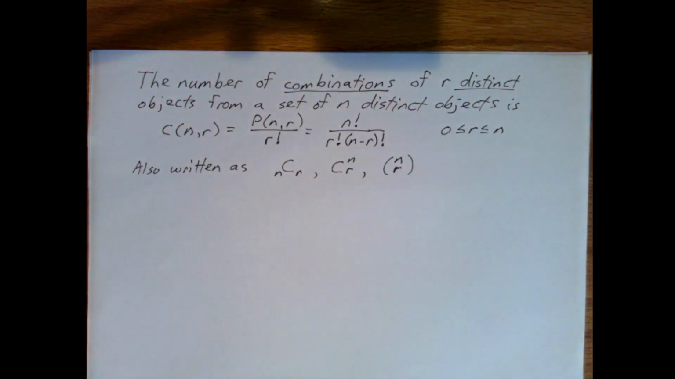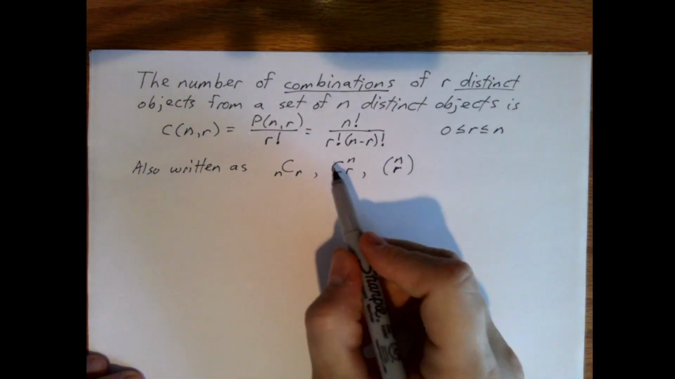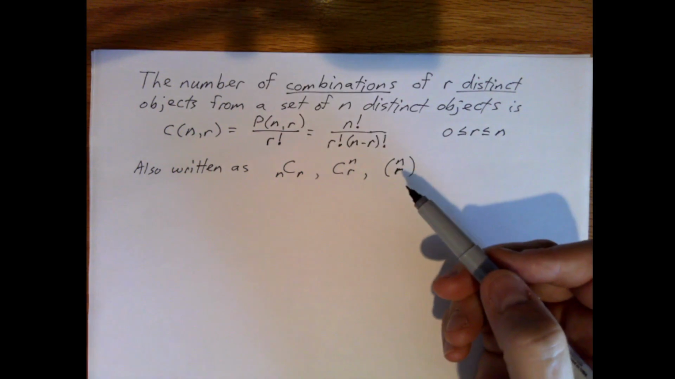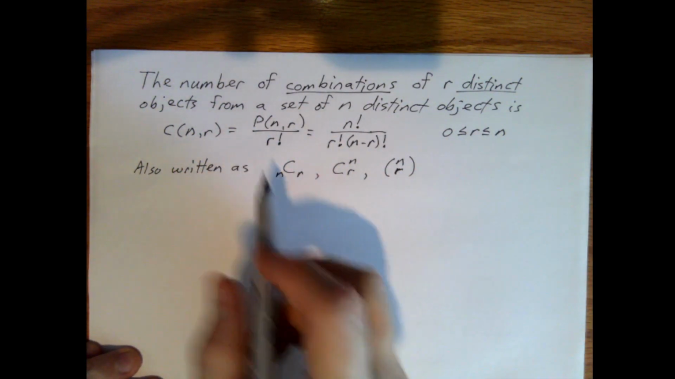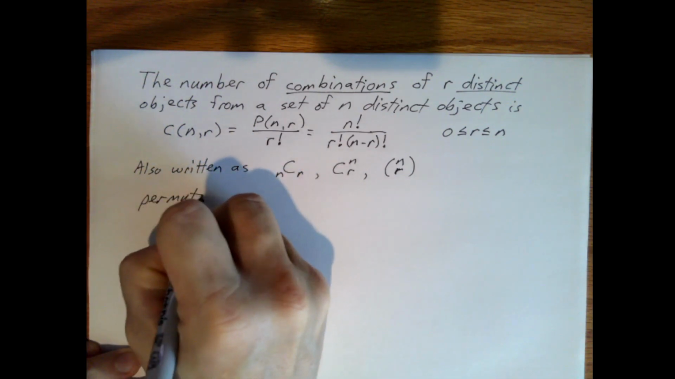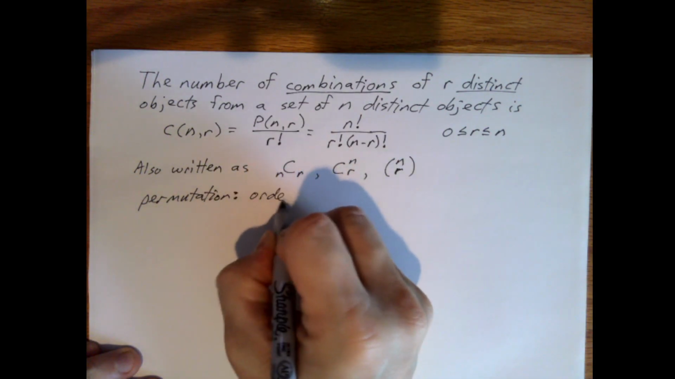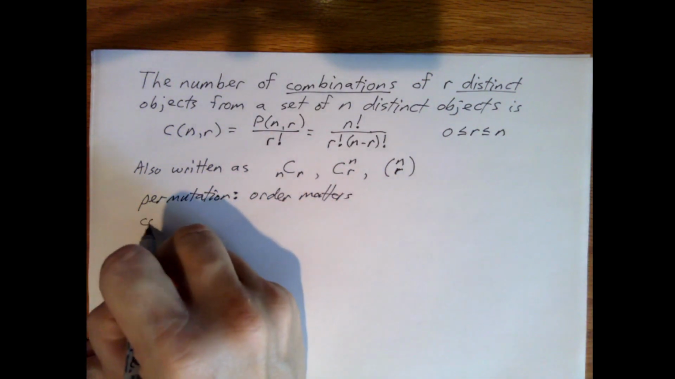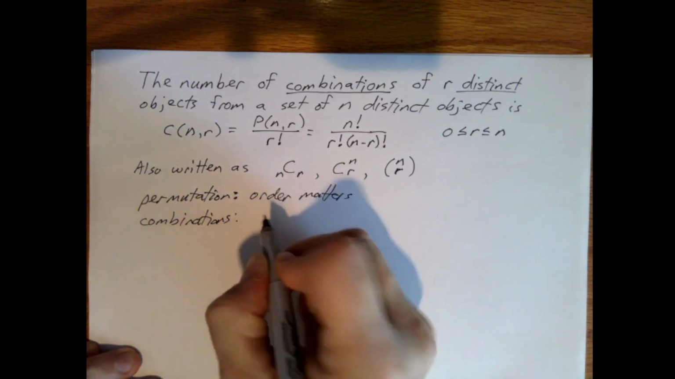Now, some people also write it this way: the C with the N, R here, or the C with the N, R here, or sometimes even just in parentheses, N over R this way. All right. Now, in my last video, I talked about permutations. And remember that I said with permutations, order matters. And in combinations, order doesn't matter.